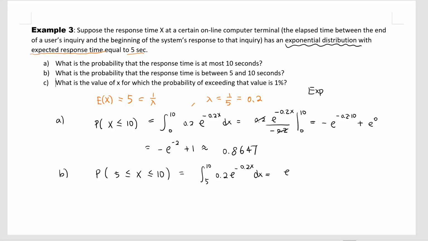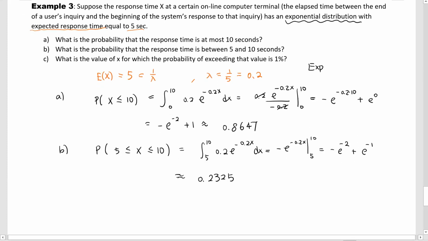So we have e to the negative 0.2x, plug in 5 and 10. We plug in 10 first. e to the negative 0.2 times 10 is e to the minus 2. Minus negative becomes plus. e to the minus 0.2 times 5, that's e to the minus 1. Okay, put this in our calculator. e to the minus 1 minus e to the minus 2, we get approximately 0.2325. Do you have the same answer?